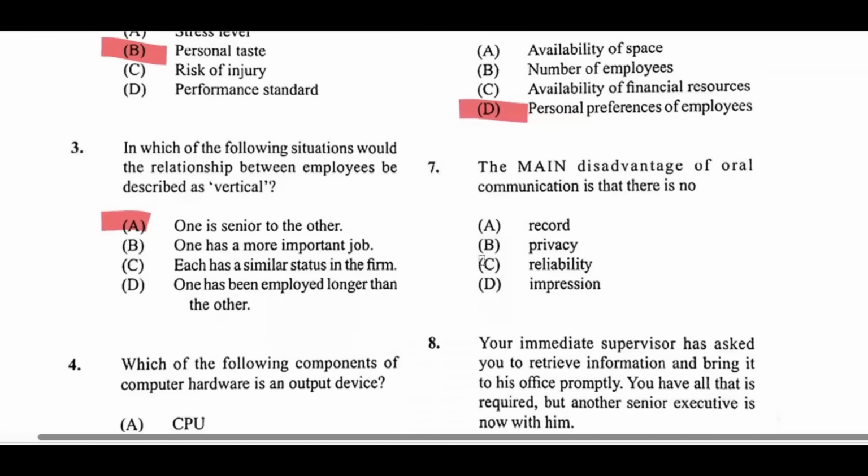Repeated question for number 7. The main disadvantage of oral communication is that there is no record. There's no record.